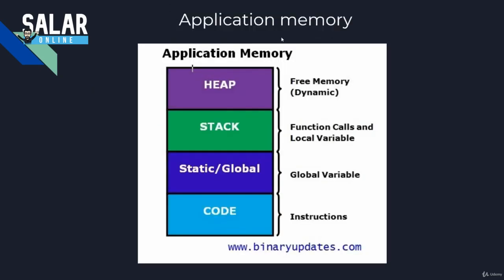So this is the application memory. This is the memory allocated to our program when we run our program. These are divided into 4 sections. Firstly, we can see the code section. The code section contains the instructions of our program, and the static or global section contains the global variables which are initialized as constants before the main.